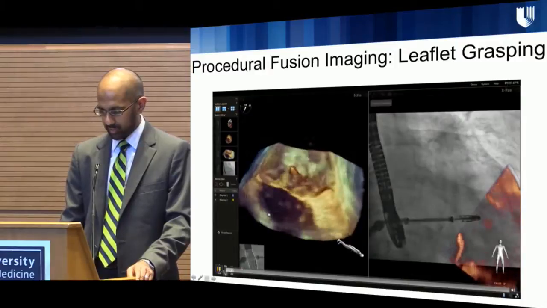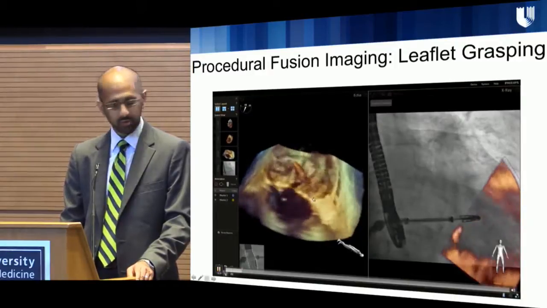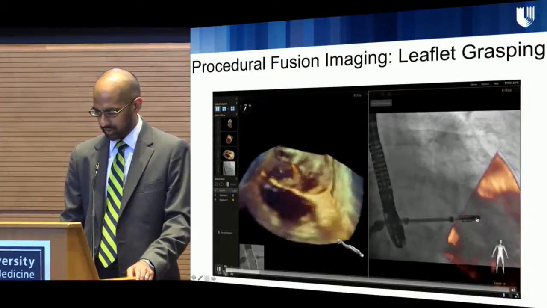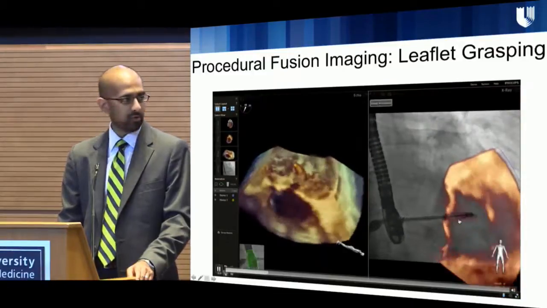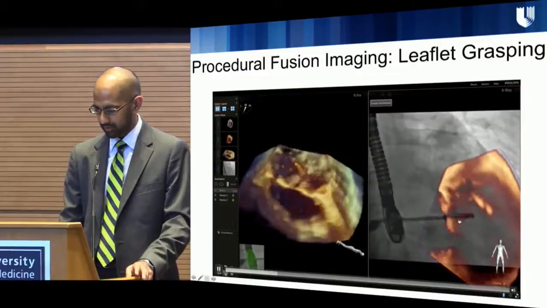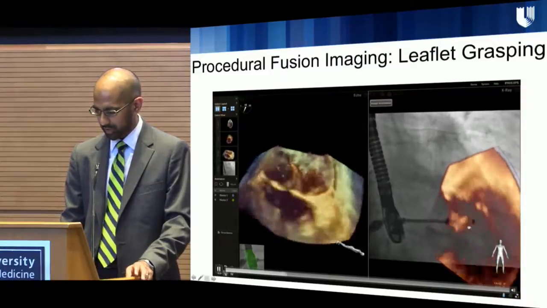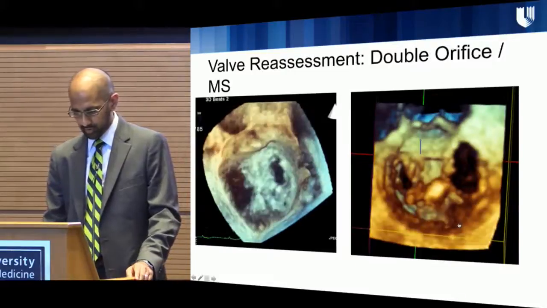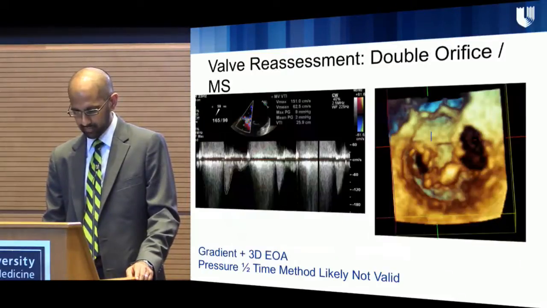And just another example here, once the clip is in place, you have a dual orifice mitral valve, and you can actually see something similar here in terms of an overlay of a 3D image onto the fluoro. Here you can see the mitral valve opening. Here's the clip in place. I'll skip through this.